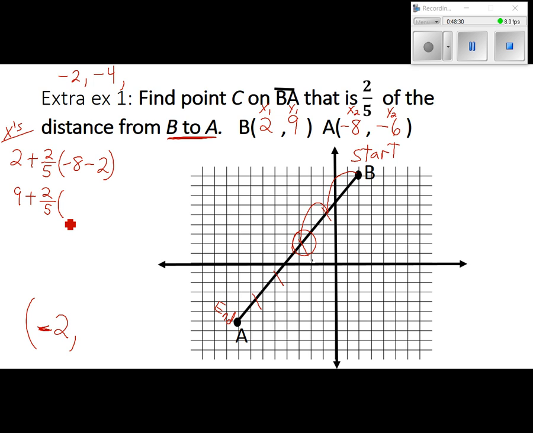What's our y sub 2 this time? Negative 6. Minus, what's our y sub 1? 9. So this is for the y's. Type all that into your calculator.